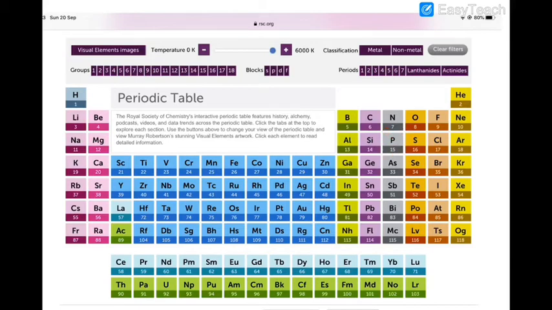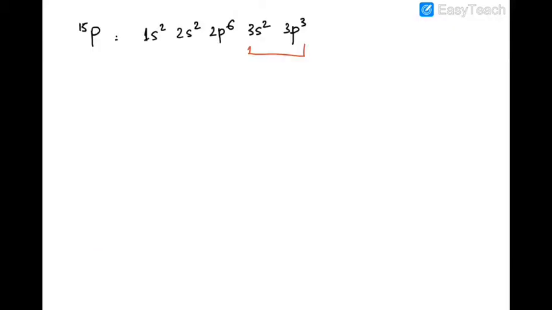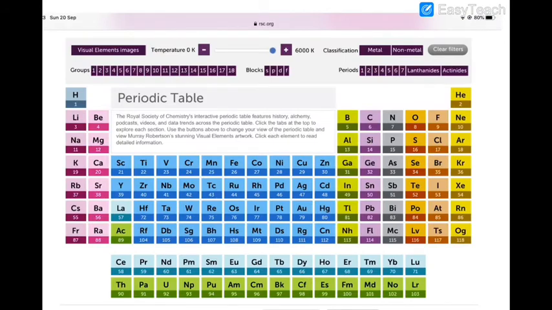Also, for the groups, we take the valence electrons, and in this case we have 5 valence electrons, 3 plus 2. The 5 valence electrons correspond to phosphorus being in group 15, as we can see here: 1, 2, 3, 4, 5, 6, 7, 8, 9, 10, 11, 12, 13, 14, 15. So phosphorus, number 15, is in the third period and in group 15.